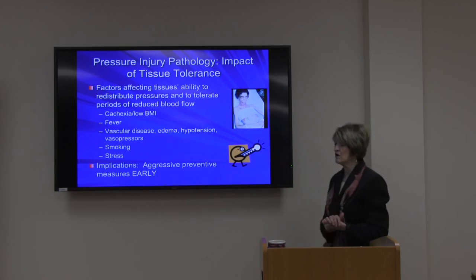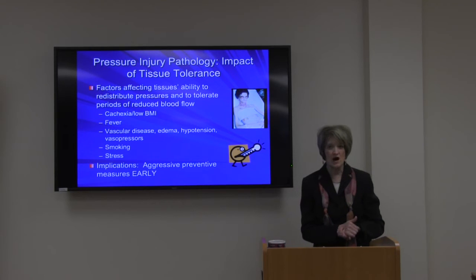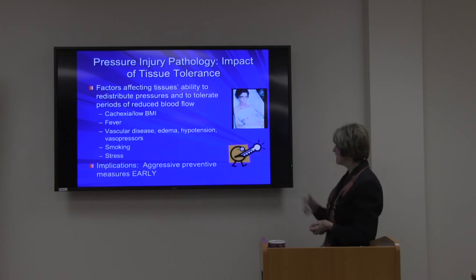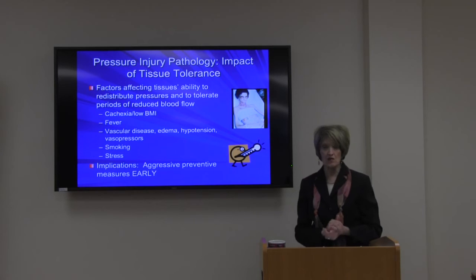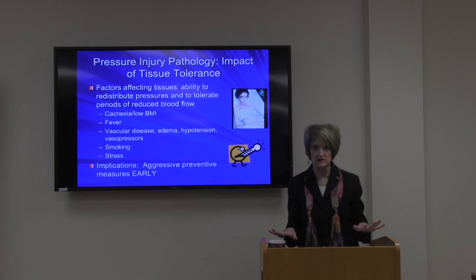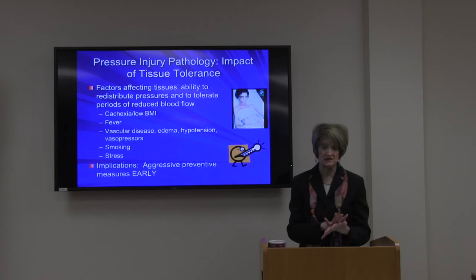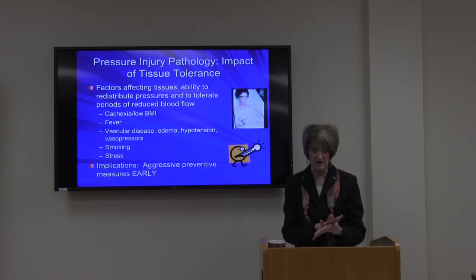And they're listed. So if I have a patient who's cachectic, has very low BMI, like this lady, why are they higher risk? Well, they have no soft tissue. They have no ability to evenly distribute their weight. All of their weight is going to be supported by bony prominences. So very easy for them to rapidly develop severe tissue ischemia.